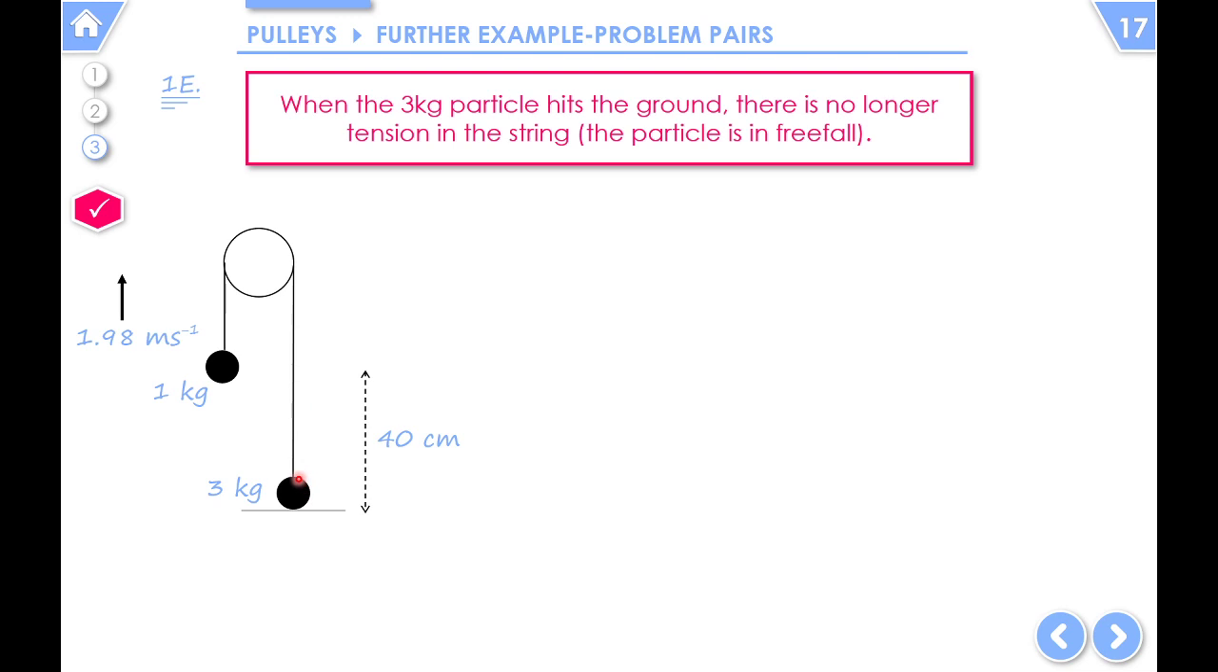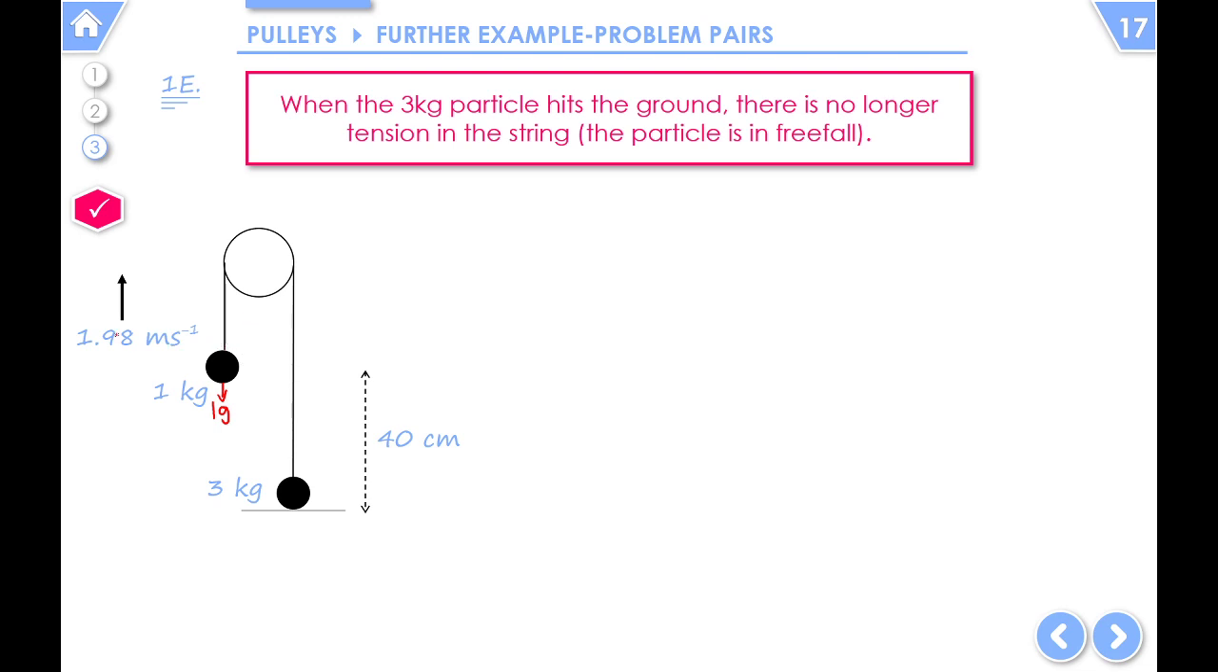So the 3 kilogram particle has hit the ground, and just before that this particle was accelerating upwards at 4.9 meters per second squared. But the reason this is being pulled upwards is because this one is moving downwards. As soon as this one hits the ground, it means there's no tension force anymore pulling up the 1 kilogram particle. So the only force that's acting on this particle now is G, because it's 1 kilogram, so 1G. There is no longer this tension force that was in here, that is now gone.